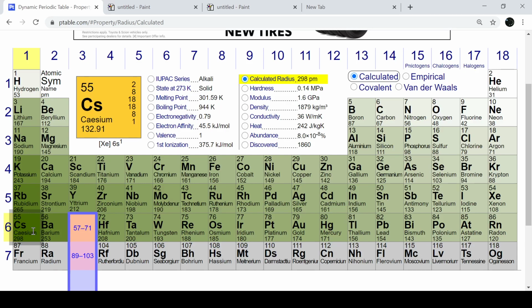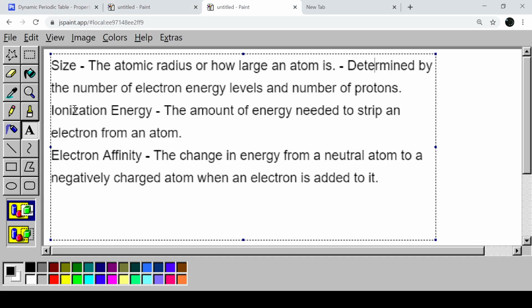And so that's what we're talking about with size. Now, next, we're going to go ahead and talk about ionization energy. Ionization energy is likely a new term for you. However, thinking about this concept in terms of the size of the atom is probably going to be really, really useful for you. The definition for ionization energy is the amount of energy needed to strip an electron from an atom.